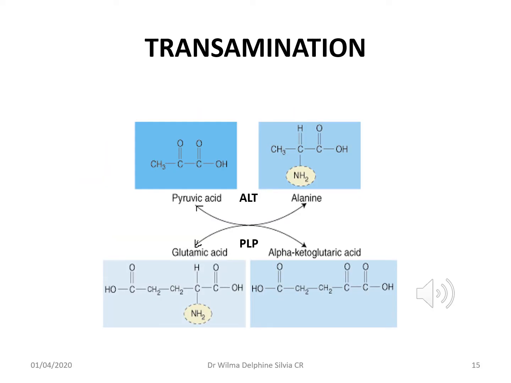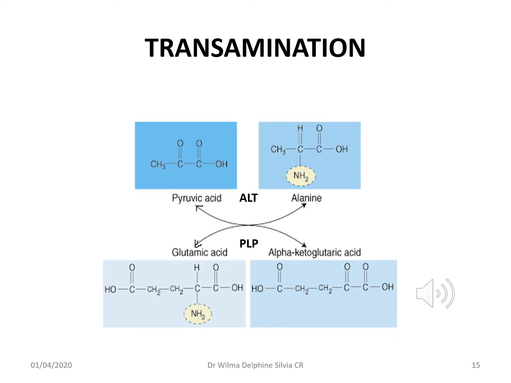Transamination is defined as the transfer of an amino group from an amino acid to a keto acid, so that there is a formation of a new keto acid corresponding to the original amino acid and a new amino acid corresponding to the original keto acid, in presence of transaminases and the coenzyme pyridoxal phosphate.